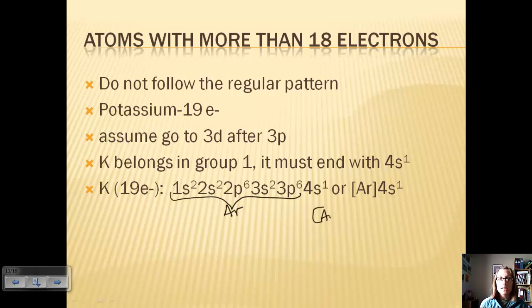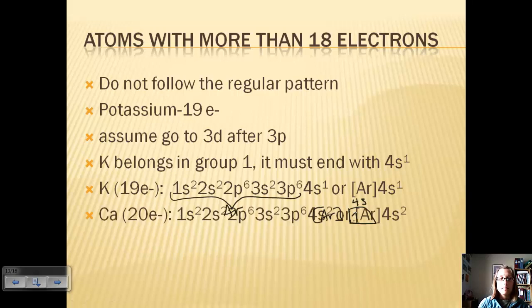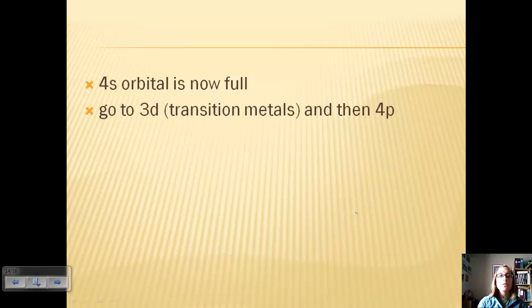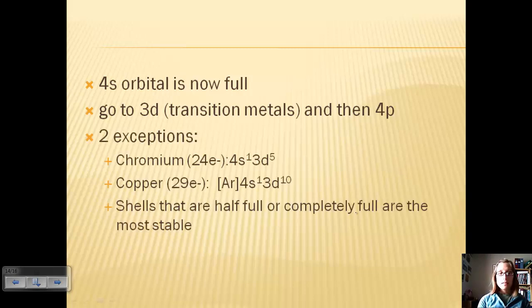And if I did the orbital diagram of that, I would do argon, and then I know all s's have 1 orbital, and this one has 1 electron. Okay, if we look at calcium, we're adding another electron, so it's argon 4s2. Okay, so now the 4s orbital is full. Because remember, any s can only hold 2 electrons. And so now we want to go to 3D, which is where the transition metals are. And then if you keep following that map, we go then to 4P.